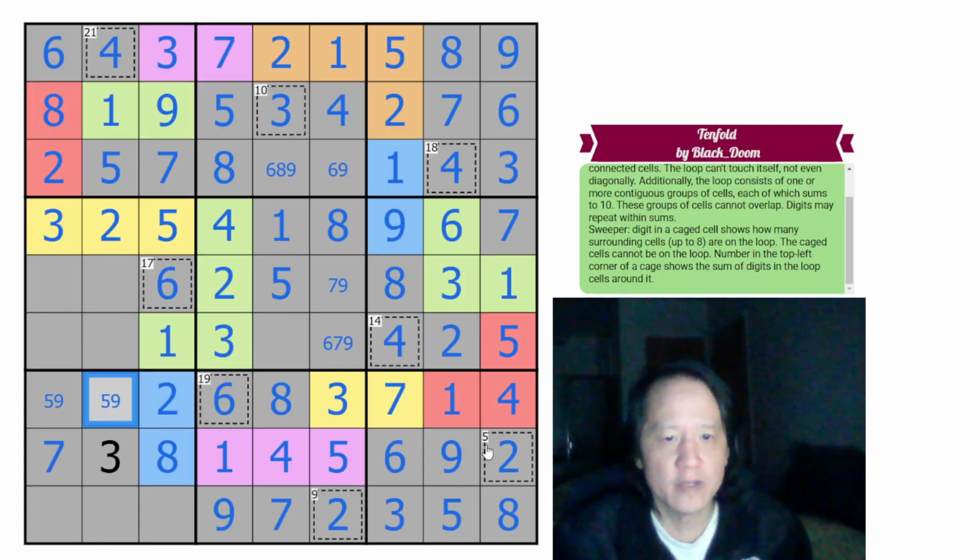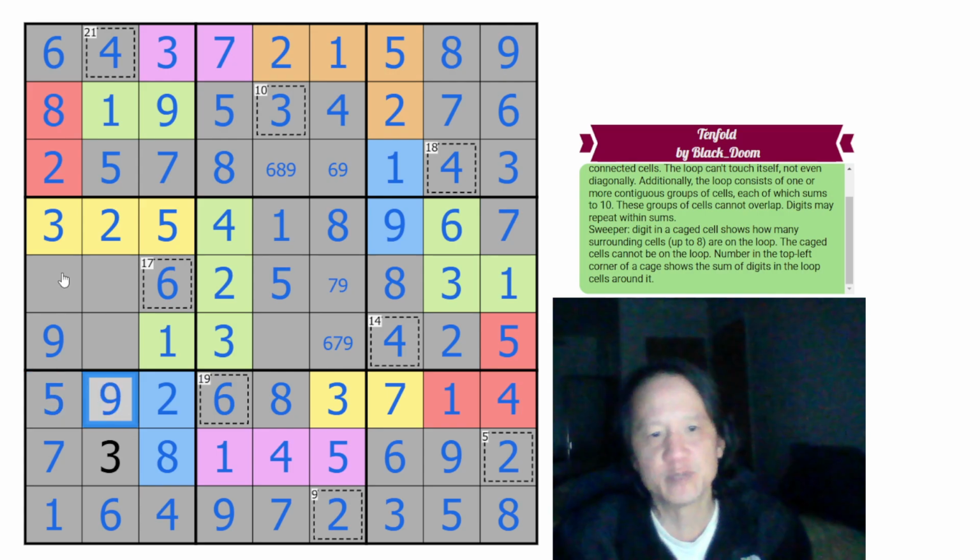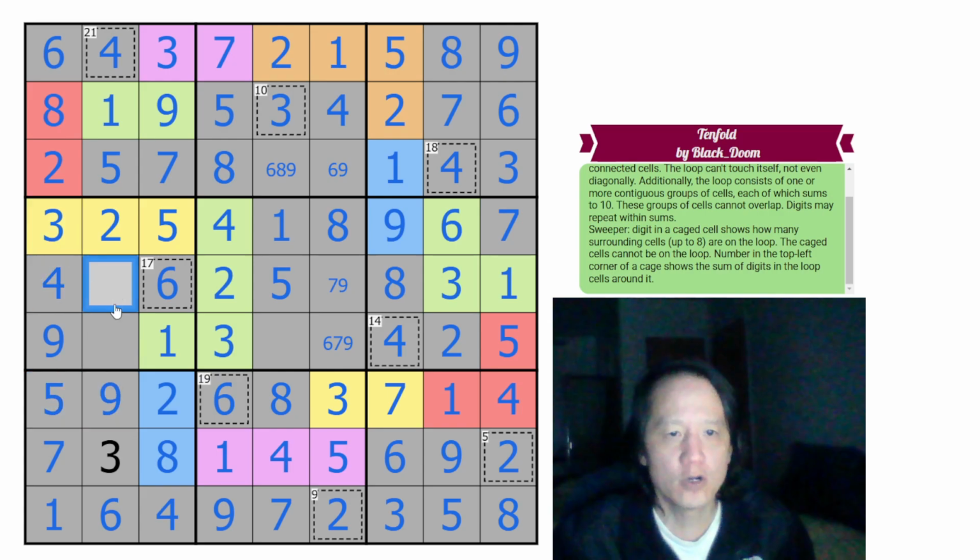This can't be 8. So this is a 5, 9, 5, 9 pair. This has to be a 4. One of these is 1, and one of these is 6. This can't be 1, so this must be 6, which makes that a 1. We have 4, 5, and 9 here. This can't be 4 or 5, therefore this is a 9, which makes that 5, which makes that 9. This must be a 4. We have a 7 and an 8 here. This can't be 8, so this must be 7, which makes that 8.